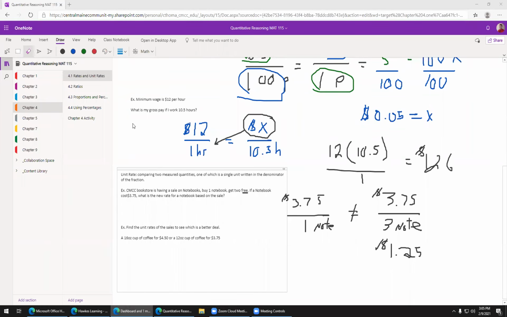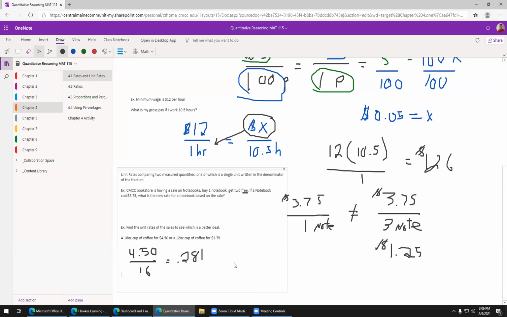All right, what we got? Which one's better? The 16. The 16? Okay, how'd you do it? Well, it's just a better deal because you take 450, you divide it by 16, you end up with 0.28125. So basically that's 28 cents.